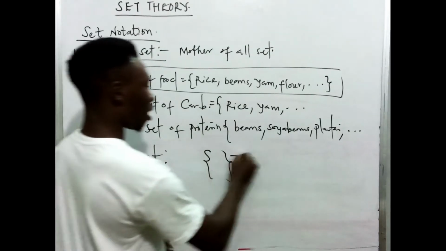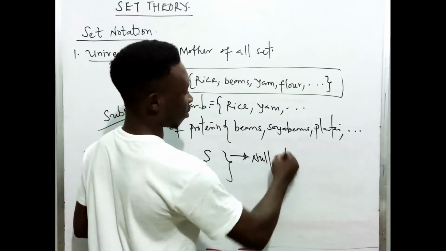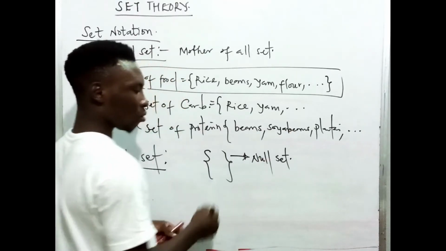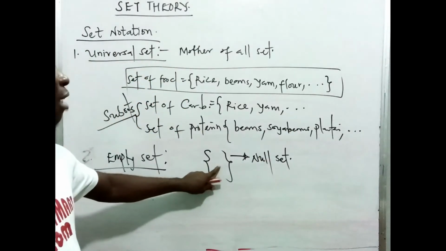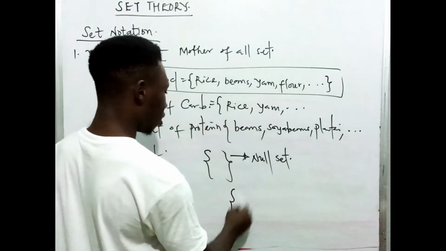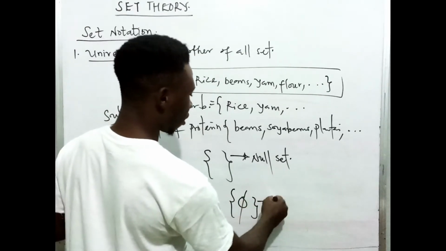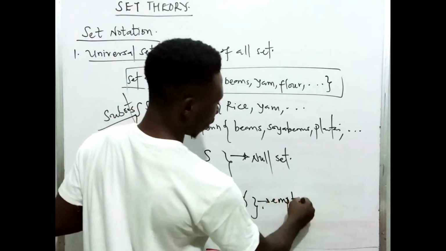An empty set is also known as a null set. You can call it a null set. You can either use this to represent it, or you can use this to represent it. An empty set.